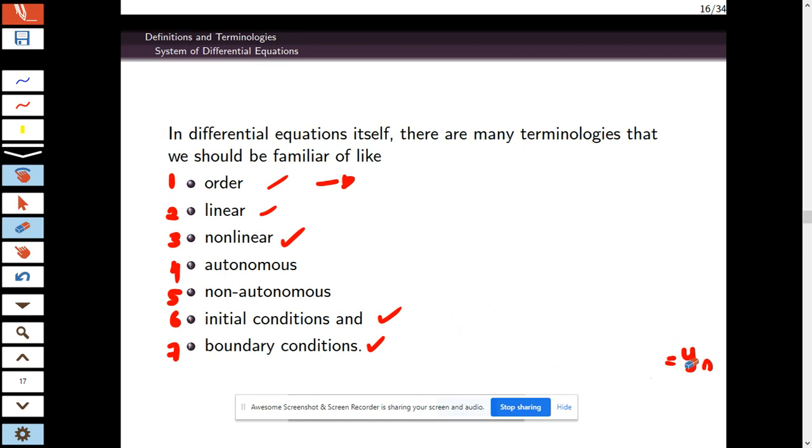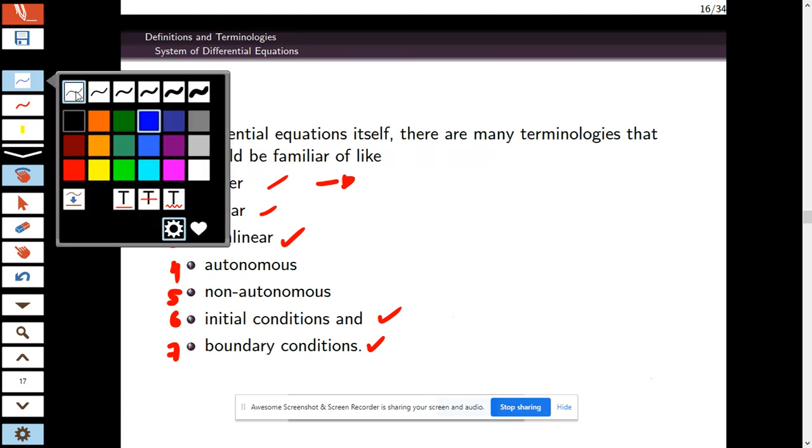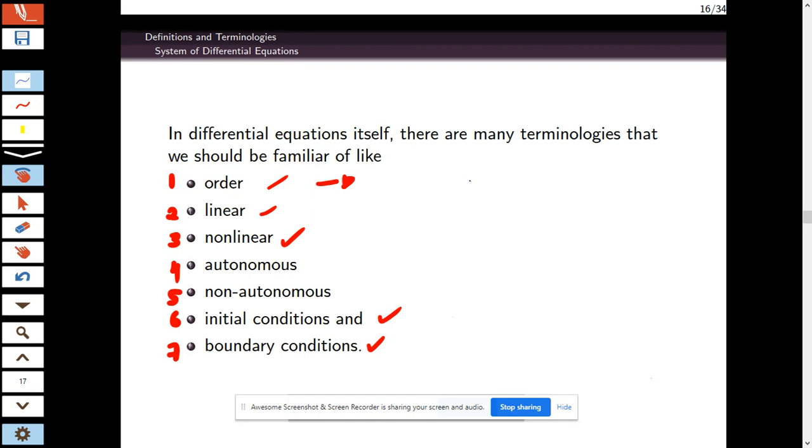I'm going to erase this. Let's come up with a few types. So we have y(x0) = y0, and then we have y'(x0) = y0. Is this initial condition or boundary condition? I think it's boundary. Who else?